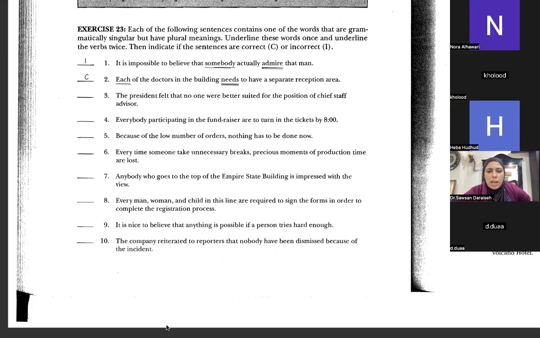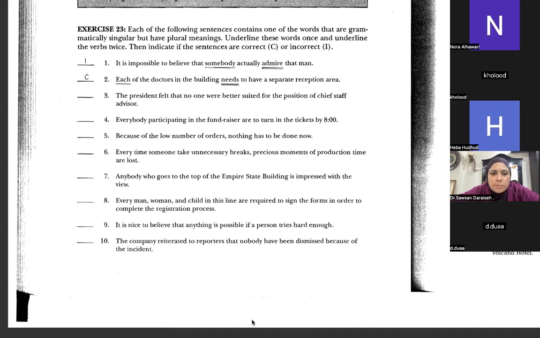All right, let's move on to Dr. Hiba. Would you like to do one of these sentences? You have a choice from 1 to 10. Okay, hello, doctor. Number 4. Everybody participating in the fundraiser are to turn in the tickets by 8. It's incorrect, because we have the verb "are".